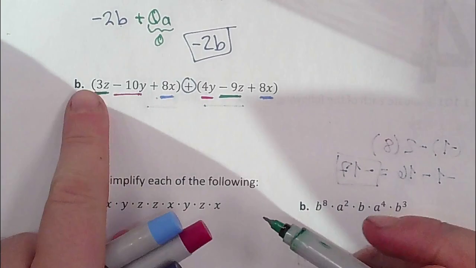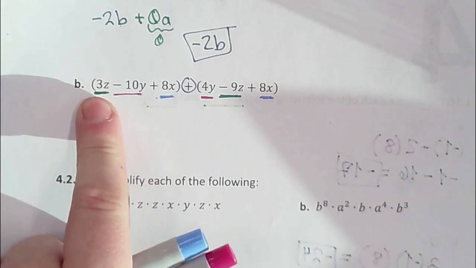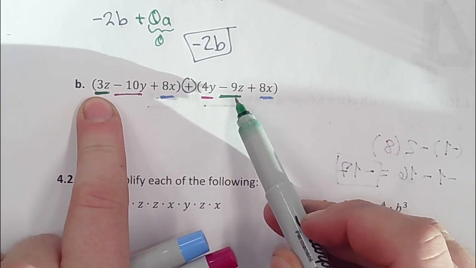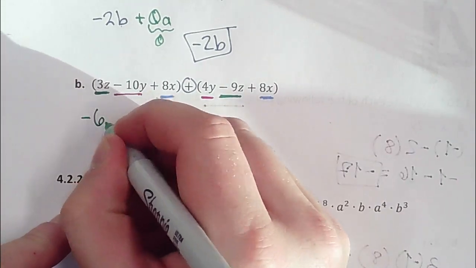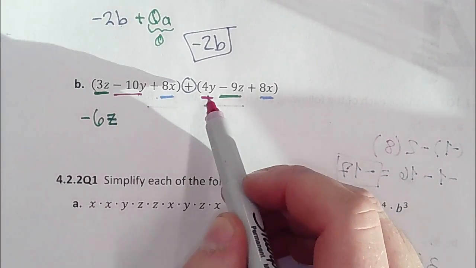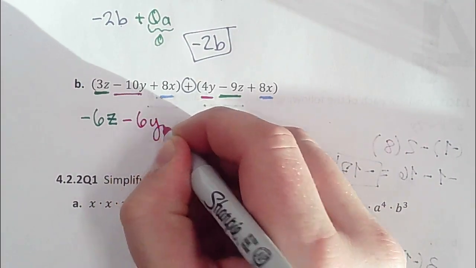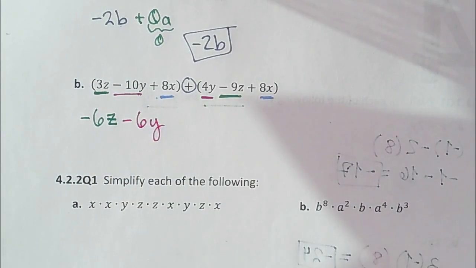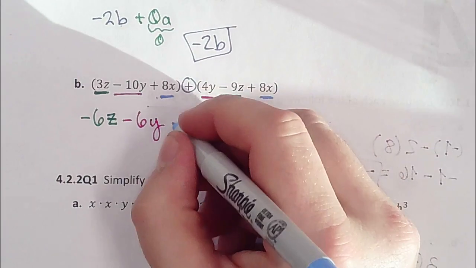So let's do our z's first, just because it's the first thing here. 3z plus our negative 9z is going to get us negative 6z's. And if we're adding negative 10y and 4y, we'll get negative 6y. And because we're adding 8x plus 8x is going to be 16x's.